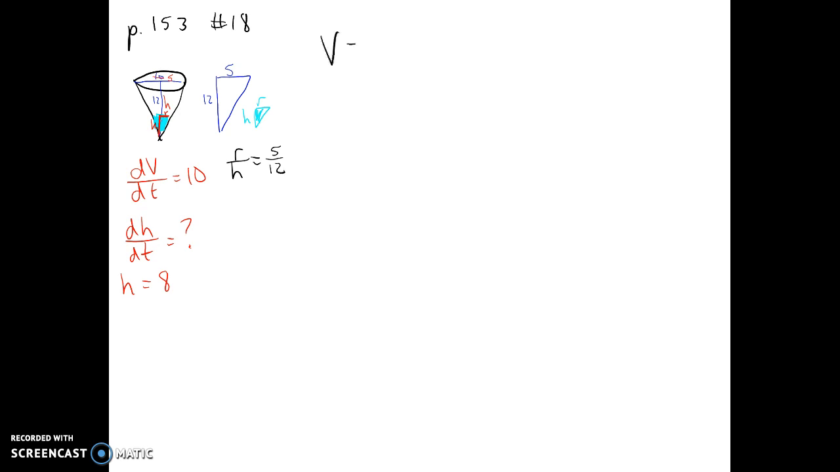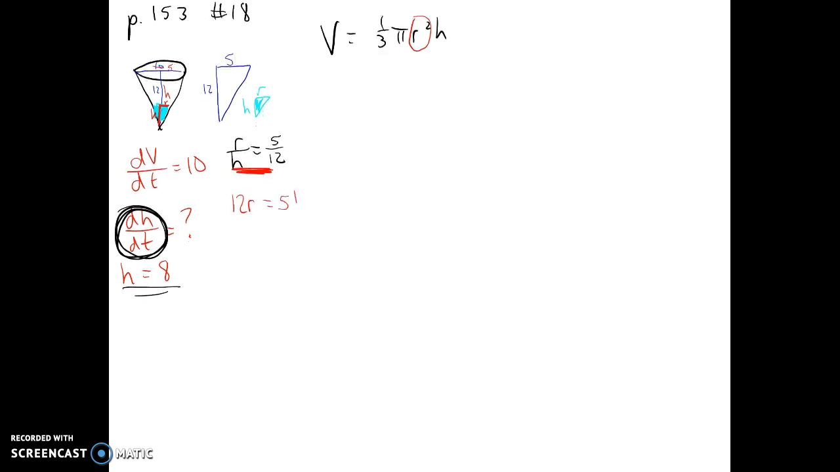The formula for the volume of a cone, 1/3 pi r squared h. We're asked about the rate of change of the height, and we're given height. So we do not want the radius in the equation. So we use this information here, cross multiply, so that we can replace the radius with an h. So my volume equation becomes replacing the r with 5/12 h.